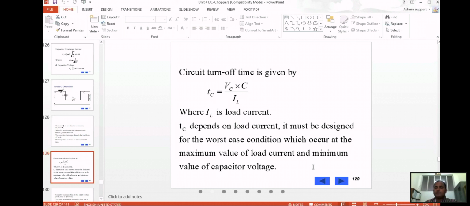So it must be designed for the worst case conditions, which occur at the maximum value of the load current and the minimum value of the capacitor voltage. It means you have to have a longer circuit turn-off time. Since IL is in the denominator, the turn-off time depends on the load current.